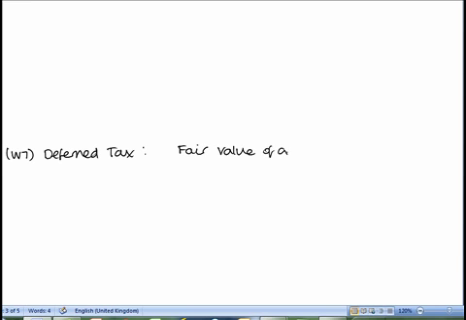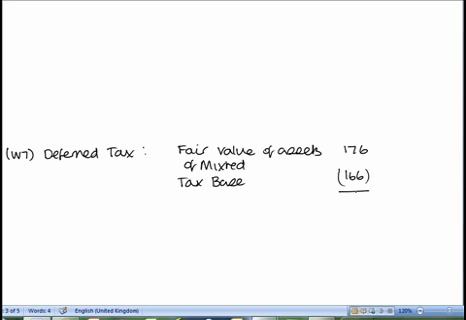Fair value of assets of Mixed is 176. The tax base is 166, which gives us a taxable temporary difference of 10.